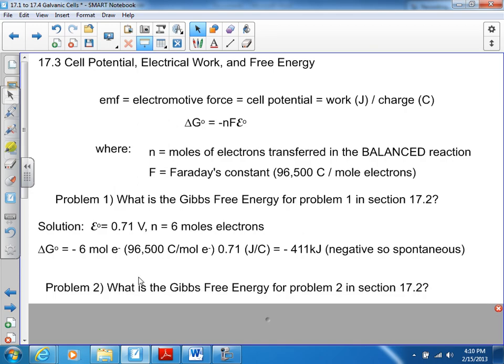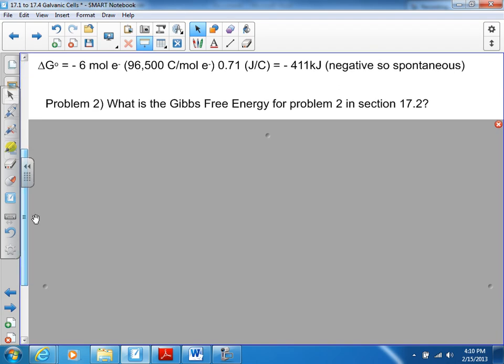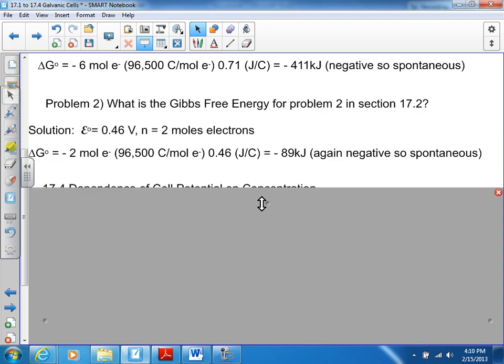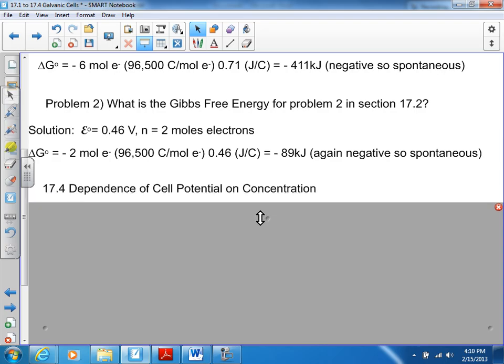Okay, same thing. Go ahead and pause. Try to do this on your own and look at problem 2 for the voltage and moles of electrons. There we go. I'm hoping I got that calculated correctly. Notice it's kilojoules.